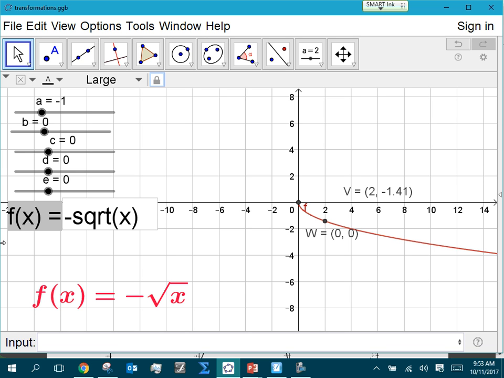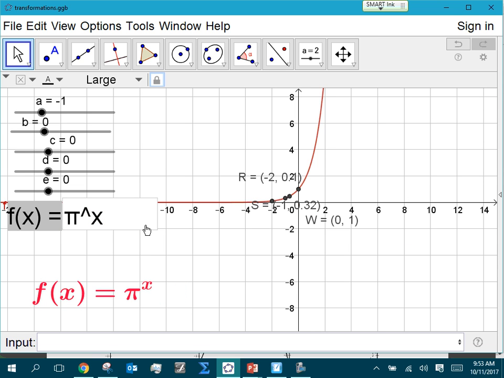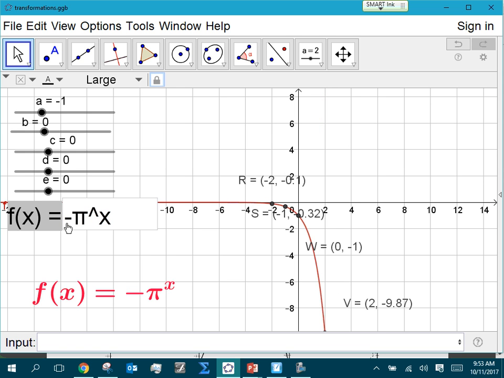Is that doable? Okay. If I started with something like, I don't know, pi raised to the x, it looks like that. Well, if I multiplied it by a negative out front, just trying to show you functions maybe you haven't seen before, multiply it by a negative, it still does the same thing. It reflects it over the x-axis. Does that make sense?